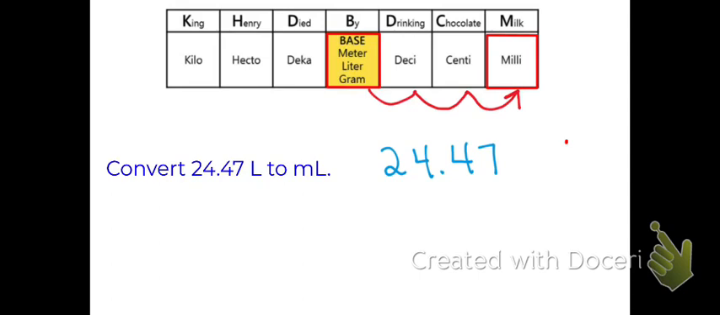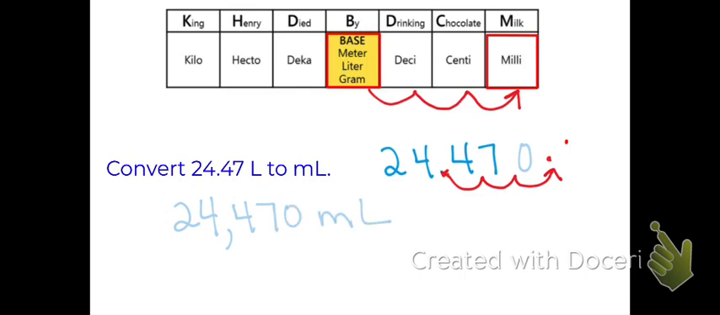So our decimal point is right here. We're going to move it 1, 2, 3 to right here. And any empty spaces we fill with a 0. So 24.47 liters is 24,470 milliliters. Let's try one more.